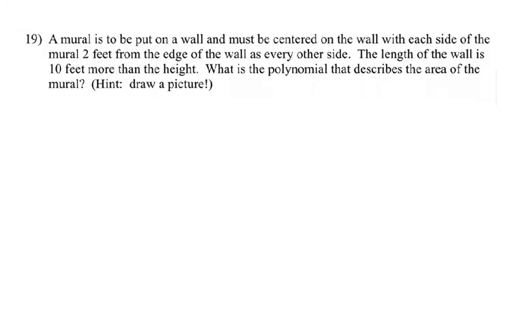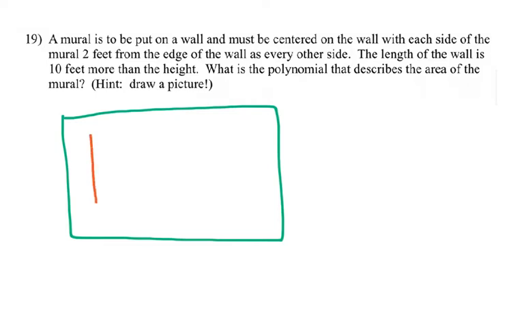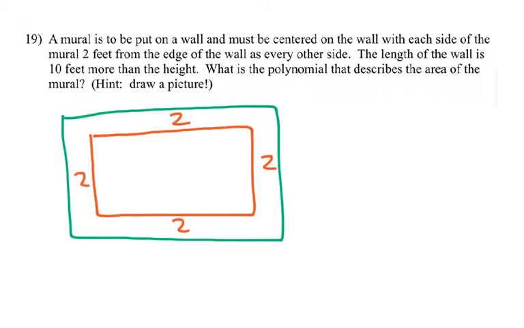Okay, and then the last one, it says a mural is to be put on a wall. It must be centered on the wall with each side of the mural 2 feet from the edge of the wall. So let's draw the wall. Okay, so here's the wall, and I'm going to put a mural on the wall, and it has to be the same distance away from all the edges, and it's going to be 2 feet, 2 feet, 2 feet, 2 feet. So this is really the same type of question. It says the length of the wall, so the wall is the green part, and the length of the wall is 10 feet more than the height. So here's the height, okay, and this is the wall, which is h plus 10.